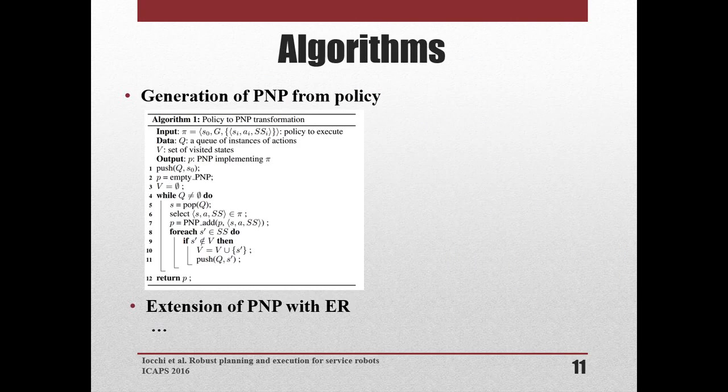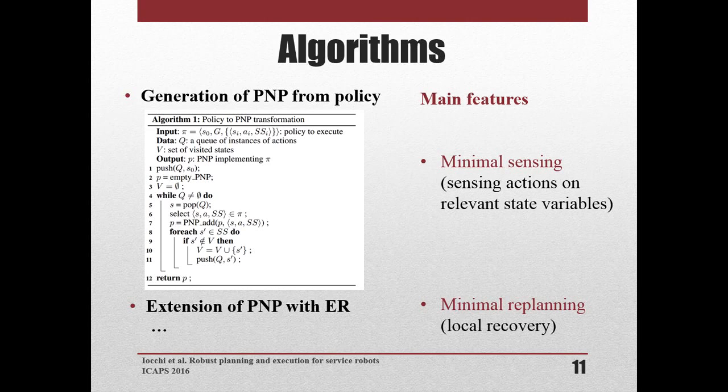So to give you an idea, the generation of the PNP has an input, a policy, and the feature of this policy is that it's not just a state-action function, but it also contains the minimal set of observations that are needed to distinguish the non-deterministic outcomes of an action. For example, if an action is deterministic, then there is only one outcome. No sensing is done at all before executing the next action. If an action is non-deterministic, then here we specify the minimal sensing that is needed in order to distinguish which is the outcome of the non-deterministic action. So in this way, we minimize the sensing, but the policy is still valid.